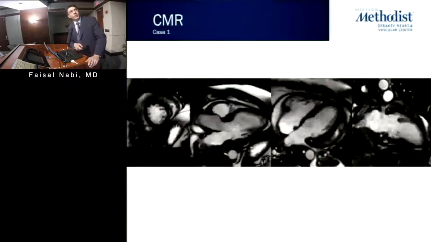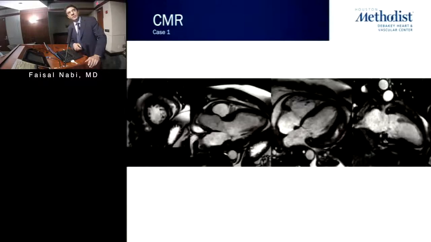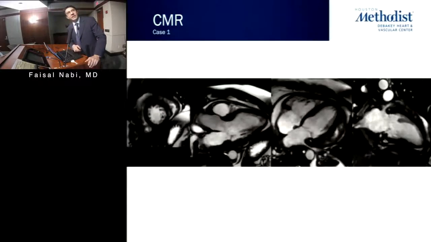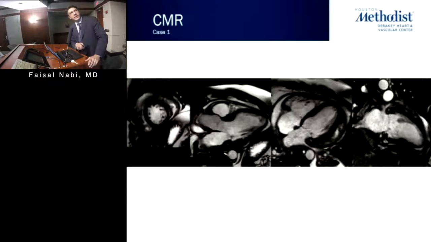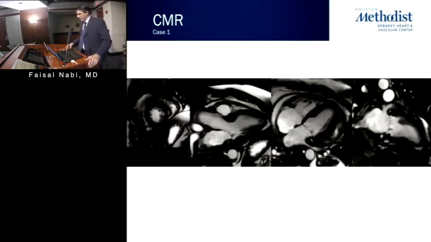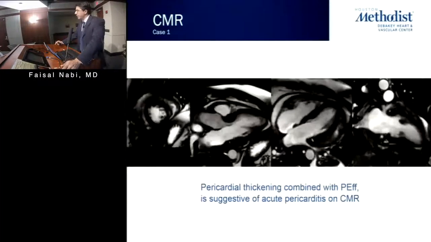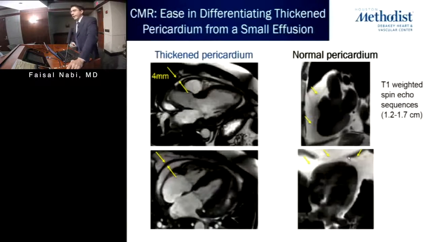Okay. I hope you all will appreciate that, yes, there was that small pericardial effusion that we see, which is these bright fluid layer we see here. But if you look around the heart, you'll see a markedly thick stripe here, which is really the pericardium. And, in the right clinical setting, this pericardial thickening combined with an effusion is suggestive of acute pericarditis by cardiac MRI. But let's go a little bit into how cardiac MRI can help.